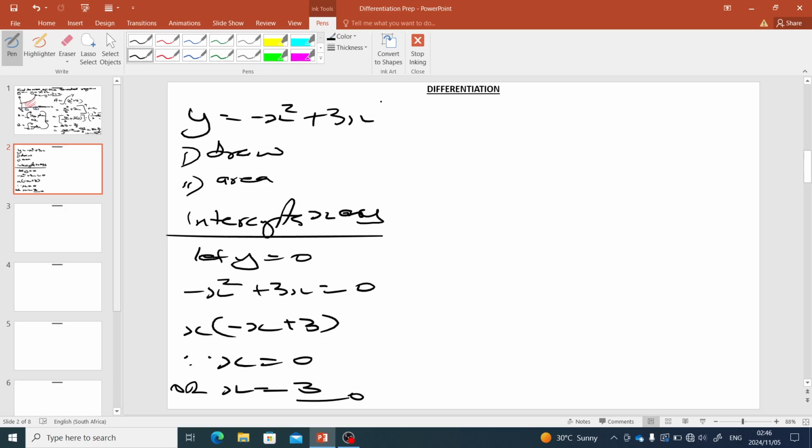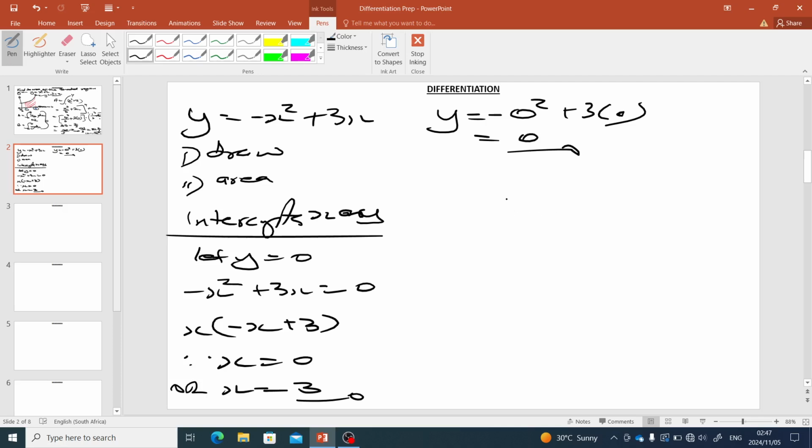Then for the y-intercept, we will say let x equals 0. Then our y would be 0 squared plus 3 multiplied by 0. Then we have 0. Now we do have our x-intercepts and our y-intercepts, okay?